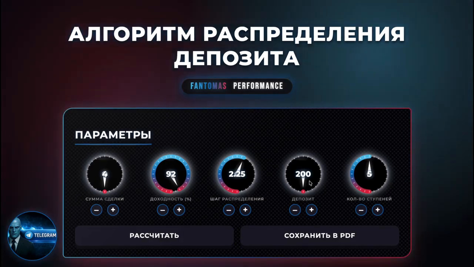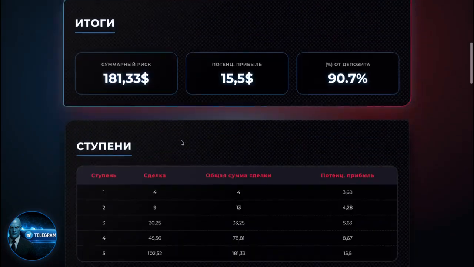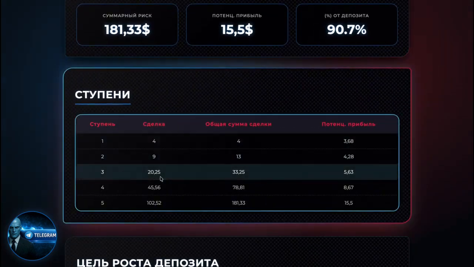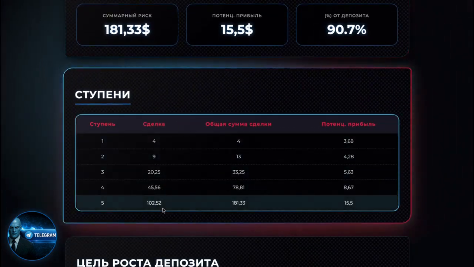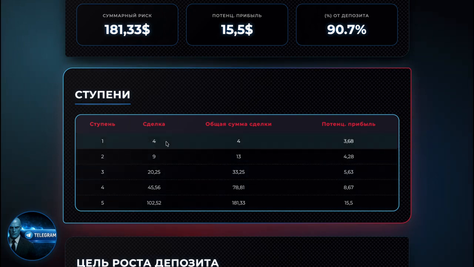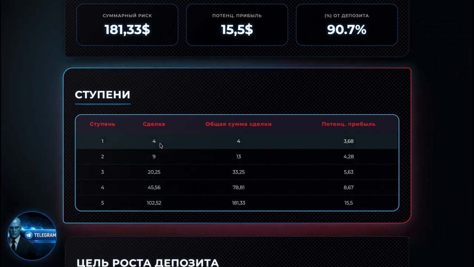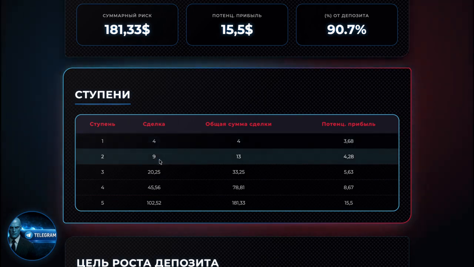My balance is $200. I'll trade in 5 steps, starting with $4, so we get $4, $9, $20, $45, and $102. So how does this table work? If I have a loss, I take the second step. If it's a loss, I go to step 3. If it's a win, I return to step 1. Each step covers the previous one, and we will always be in profit.